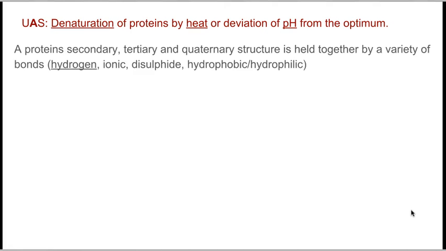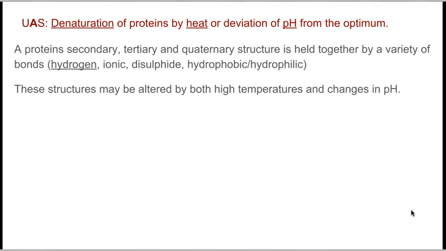Now, we've seen that proteins have a secondary, tertiary, and quaternary structure, which is held together by a variety of bonds. You don't really need to know these types of bonds, but some examples would be hydrogen, ionic, disulfide, and also hydrophobic or hydrophilic interactions. Hydrogen bonds are definitely ones you need to be able to talk about though.